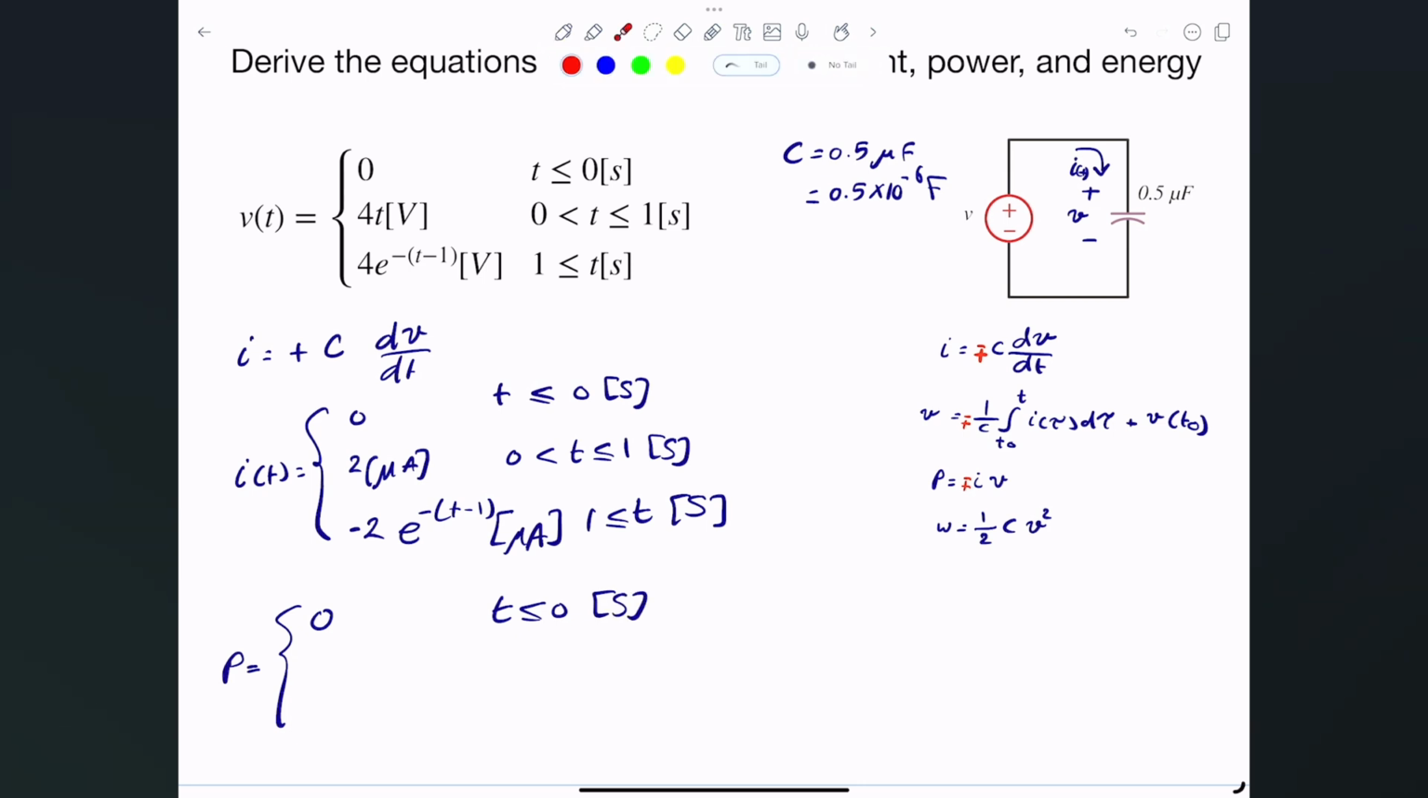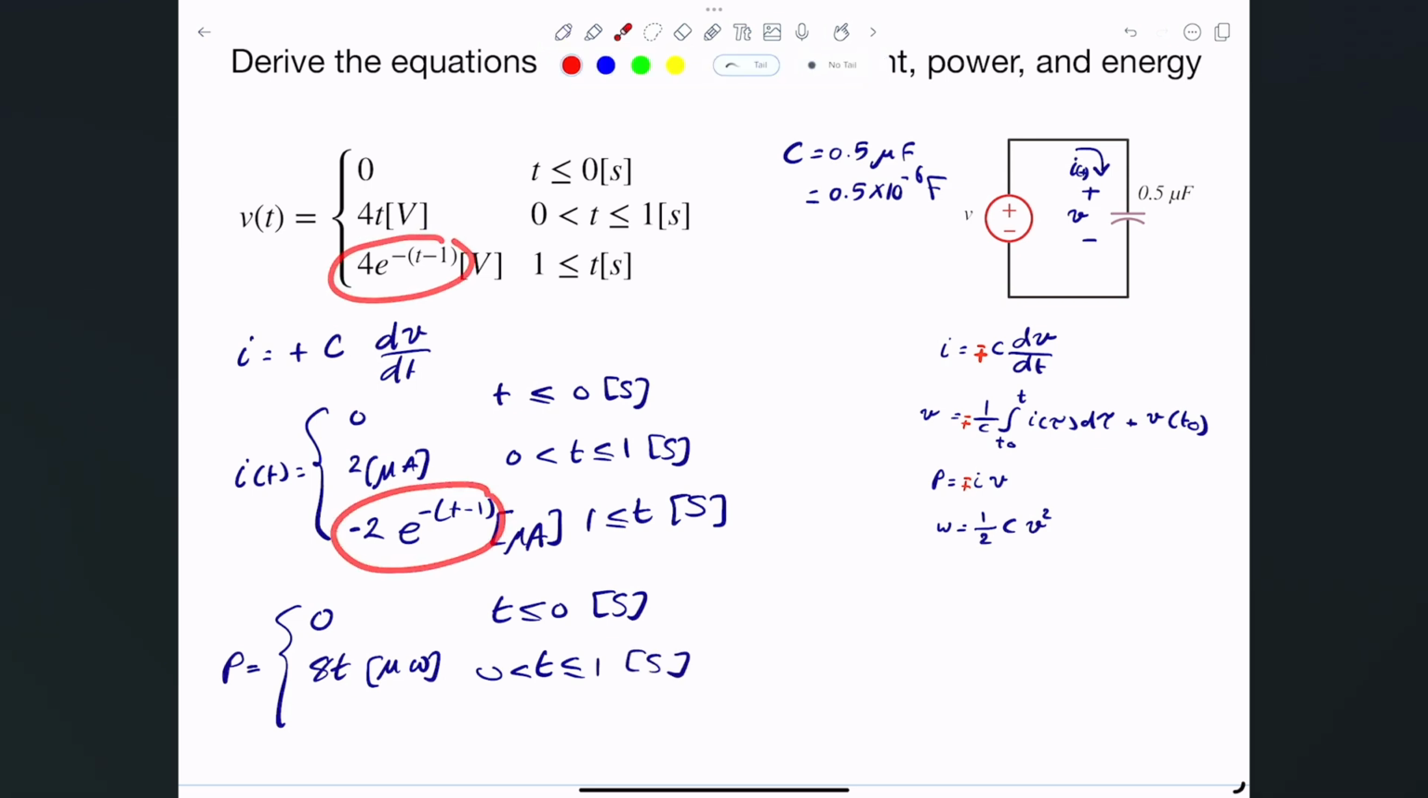Okay, what about if I multiply 4 times t times 2 here? And of course, we have to worry about the unit, which is microamps, so the result will be simply 2 times 4, which is 8t, and this here will be microwatts, since the current is in micro, and that's basically when t is greater than 0 and less than or equal to 1 second.